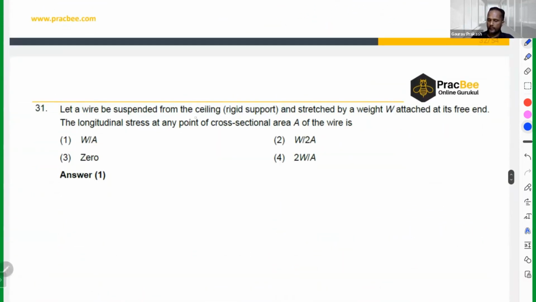Let a wire be suspended from the ceiling, stretched by weight W. So basically tension in the wire will be W, and the stress we have to find out. Stress is tension upon area, so W upon A. So the first. So basically this, I think, is the easiest question of this paper.